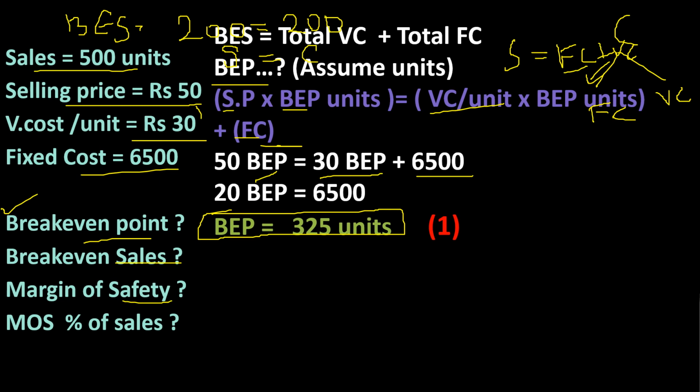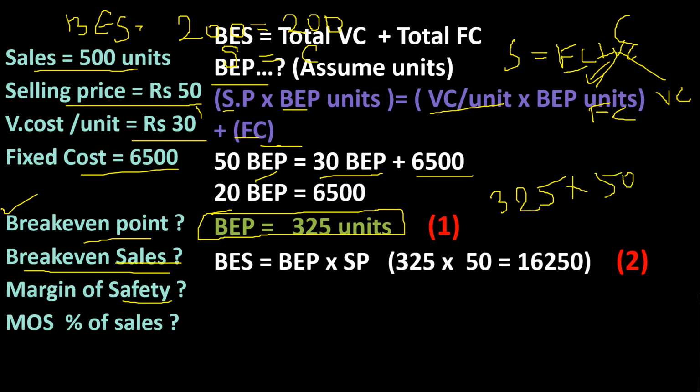Next is to find the break-even sales. It is just multiplying the 325 units into the selling price. Selling price is rupees 50 per unit. So you get 16,250 as break-even sales.